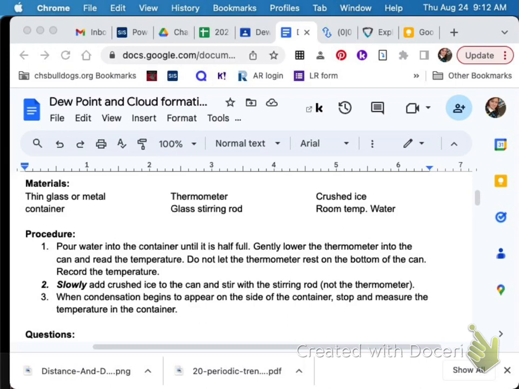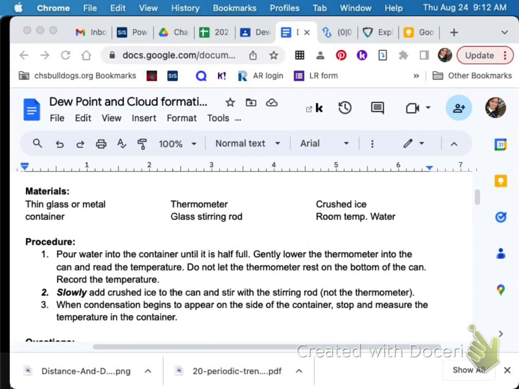The reason I want you to stir with the stir stick and not the thermometers is if the thermometers break, then all that liquid that's inside comes out and we don't want to mess with that. So we're just going to use the stir sticks instead. Okay? And then when that's all done, we'll come back together and review what happened. Sound good?